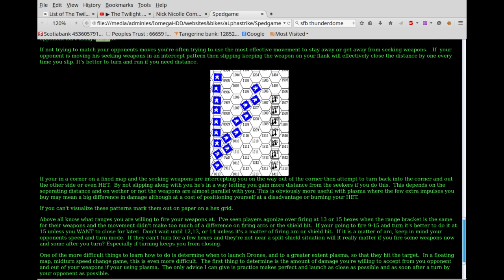And here's an example of it graphically. So if the Saurian is simply slipping, he's actually closing the distance with the drones. Whereas if he simply turns and flies parallel to the drones, he's keeping that distance open.